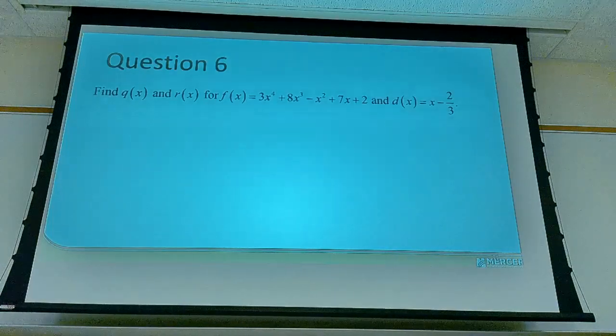Can we use synthetic? What is K? -2/3. What was it? Oh, it's 2/3. Positive 2/3. And list out your coefficients. 3, 8, -1, +7, and 2.